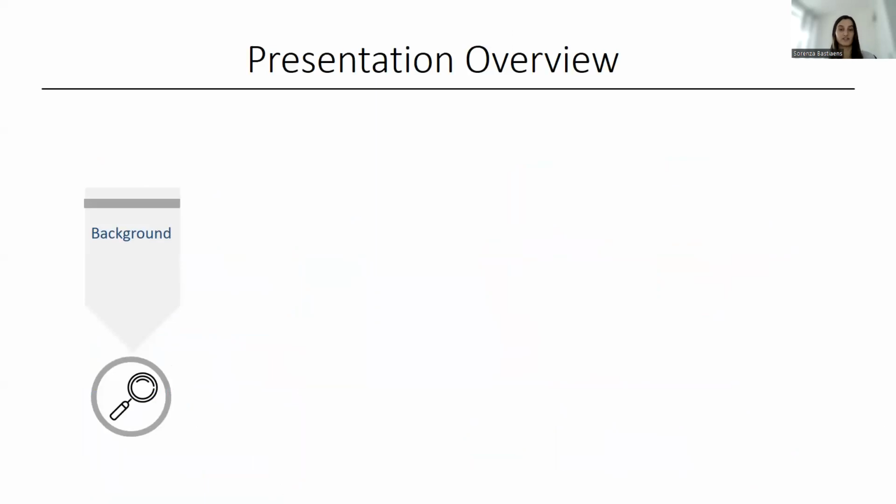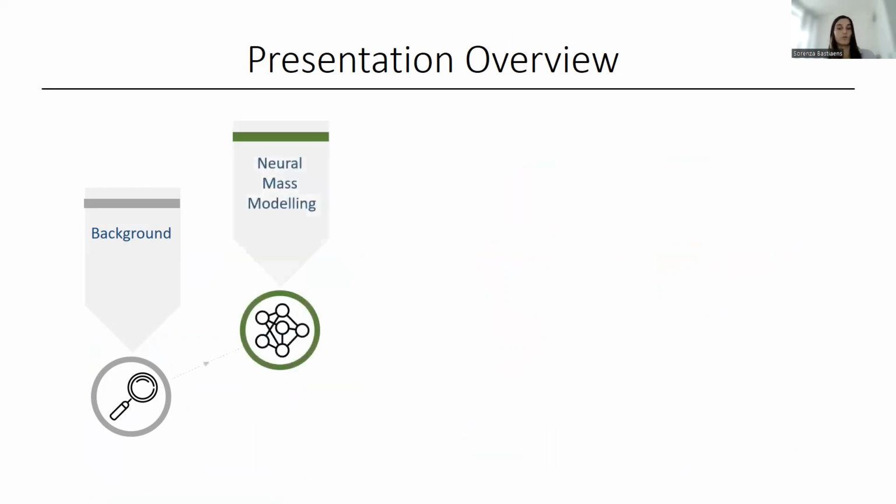I will start the presentation with some background to give context on what we are modeling and why. I will then go over what is a neural mass model and their general features. And within the vast landscape of neural mass models, I will then focus on three specific models, each with a different particularity to present what is possible with these models.